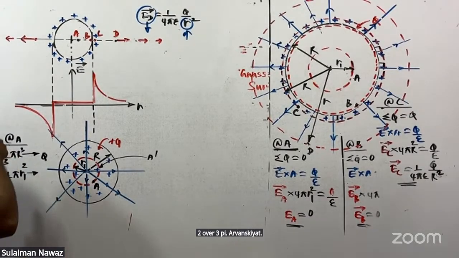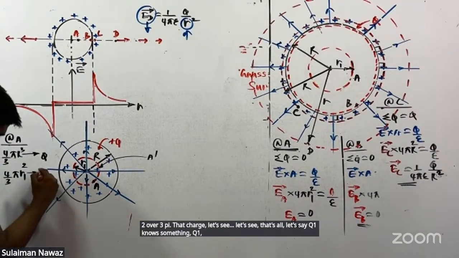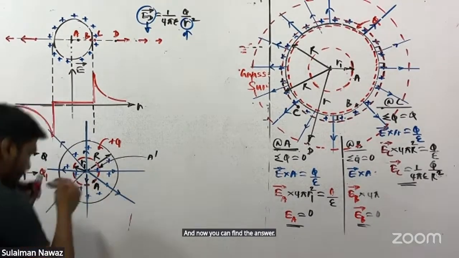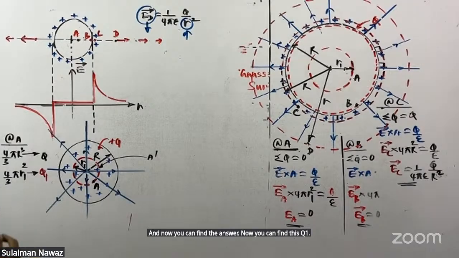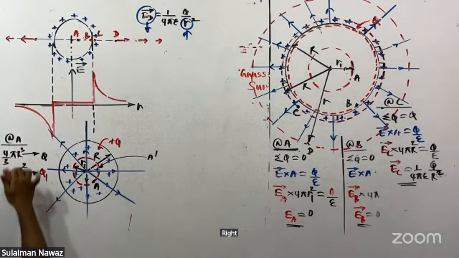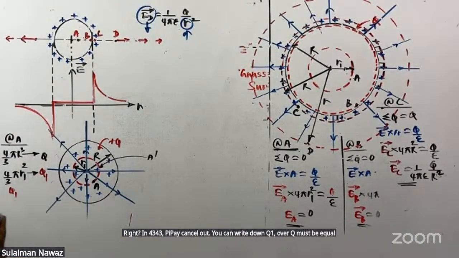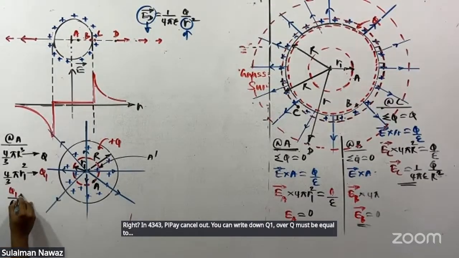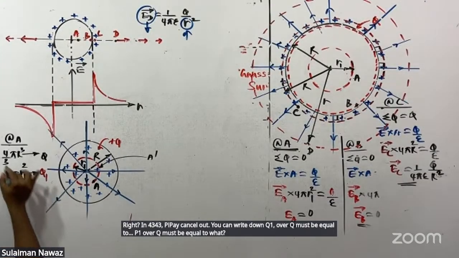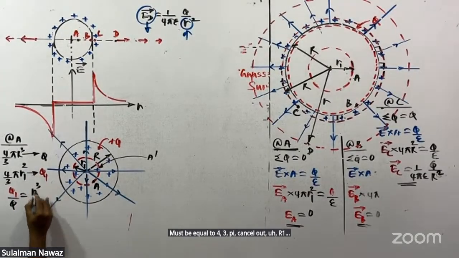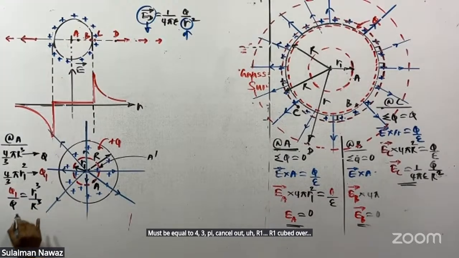Let's call that charge Q1. Now you can find this Q1. Now you can divide Q1 over Q, right? Then 4/3 pi cancel out. You can write down Q1 over Q must be equal to R1 cube over capital R cube.